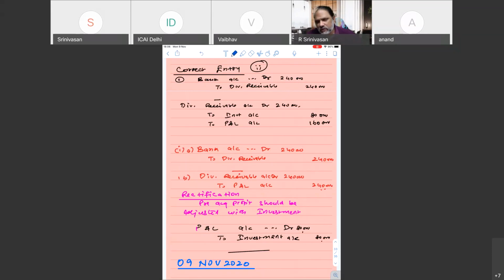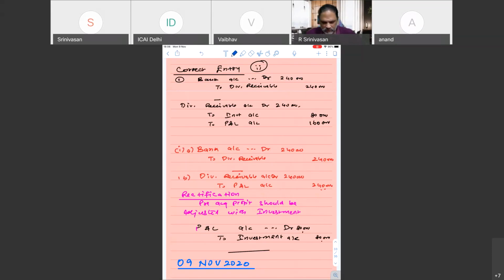But sometimes what happens, wrongly you might have credited to profit and loss account or something like that. In that case, for the rectification, we have to make the entry profit and loss account debit to investment account. So investment account gets adjusted for the pre-acquisition dividend. So that is what we have seen in the last class.